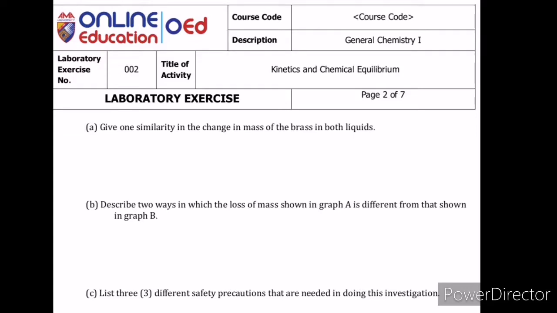Question C. List 3 different safety precautions that are needed in doing this investigation. You need to wear gloves, wear goggles, and a lab coat.